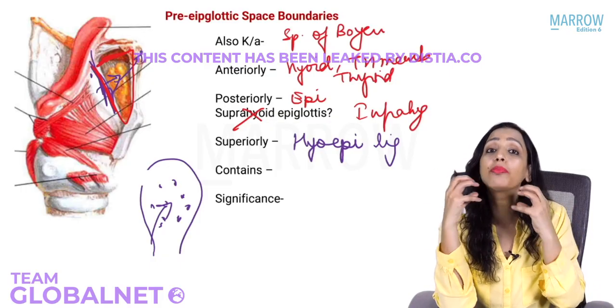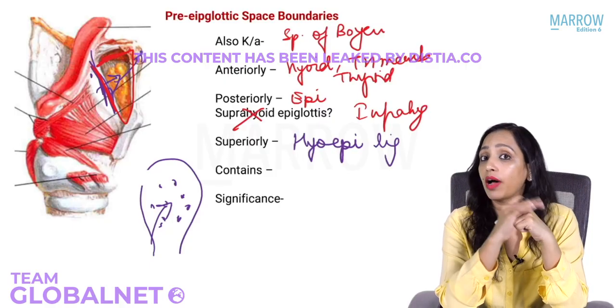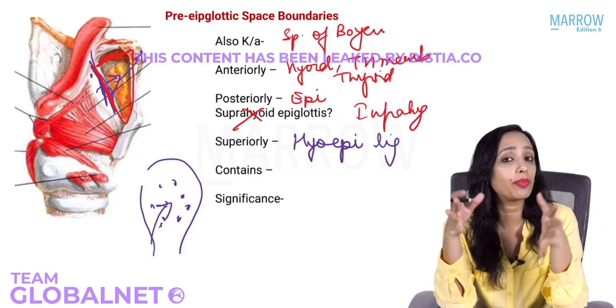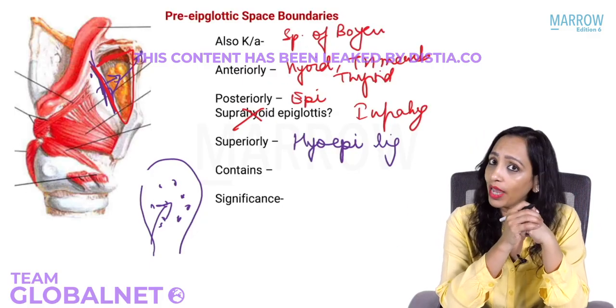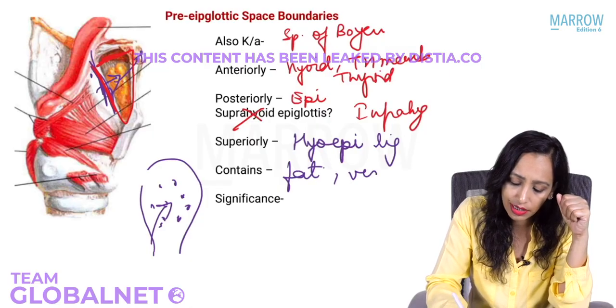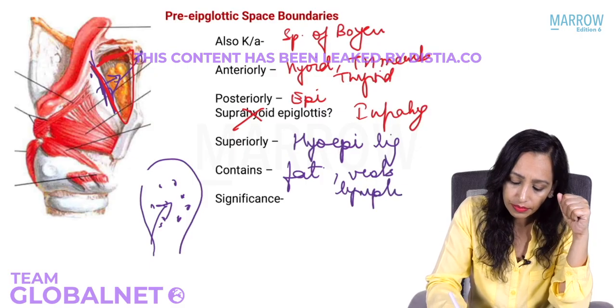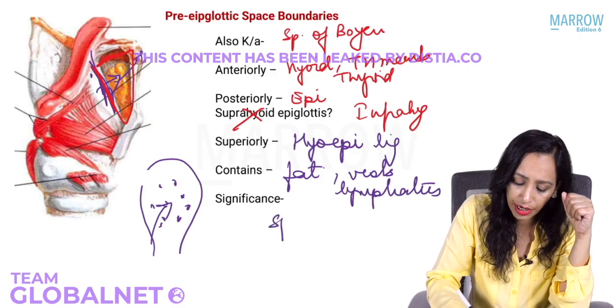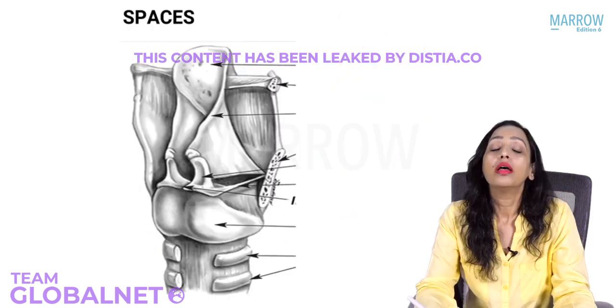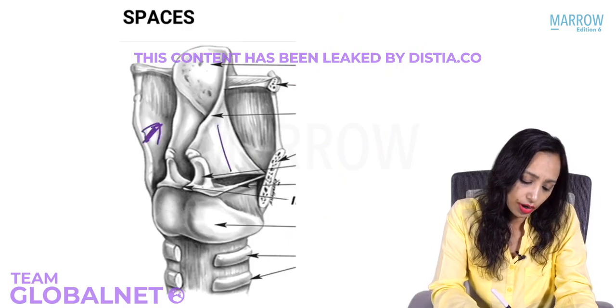They present very early with lymph nodes. They have a very rich lymphatic network. The spread is very fast also. And where are these lymphatics going from? From the pre-epiglottic space. Now we have another space. So what does it contain? It contains fat, vessels, and lymphatics, and the significance is spread of tumors.